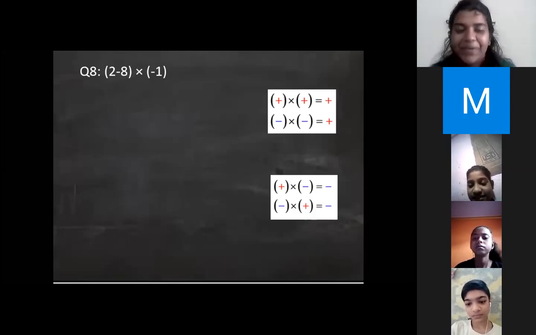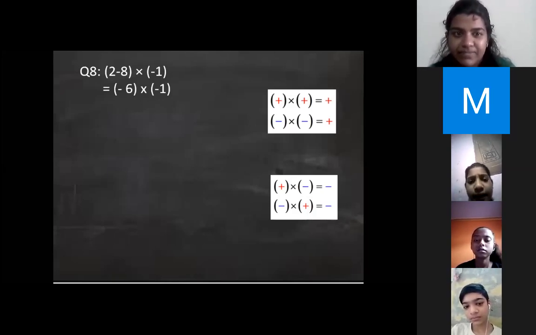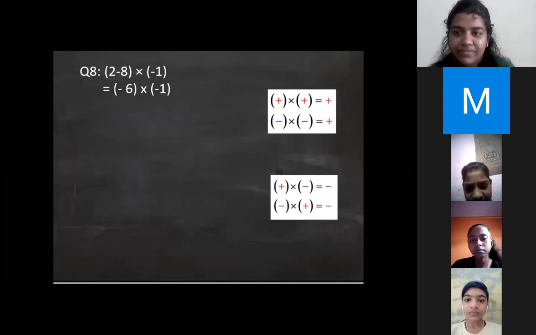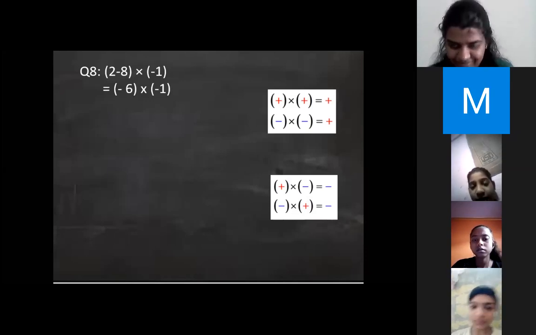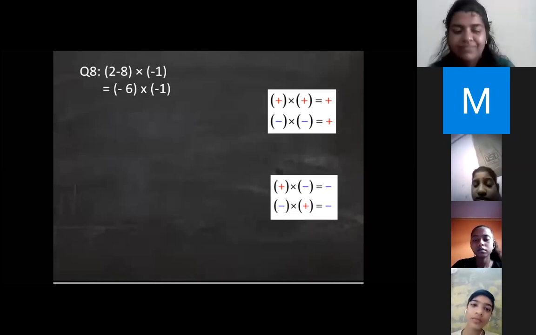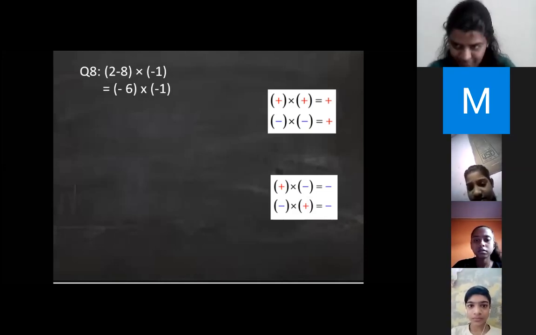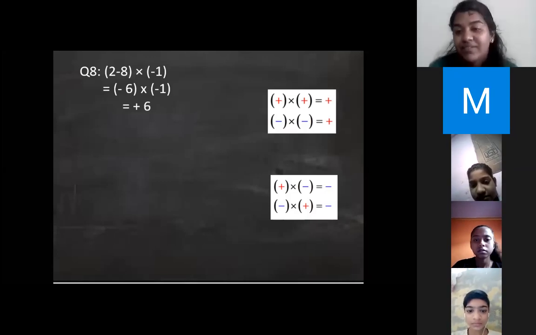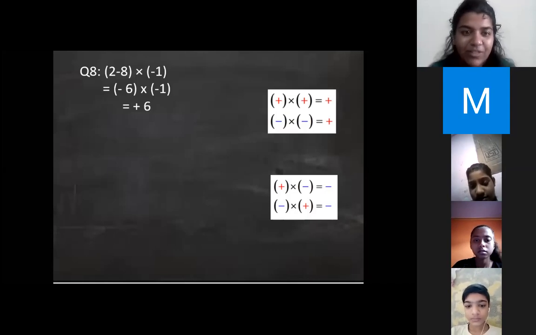Minus. Okay. So that is -6 into -1. And we multiply. 8 or -6 multiplied by -1? Yeah, 6 multiply minus 1. So the answer is 6, and the sign is plus. Yes. Why is the sign plus? Because same sign, plus. Okay, very good.